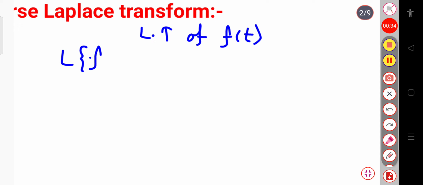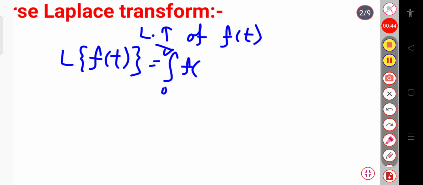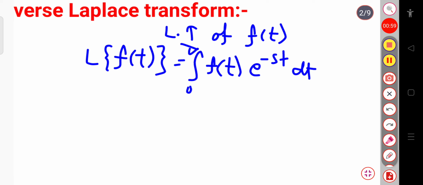This is the Laplace transform of the function f of t, and its value is equal to the integration from 0 to infinity of the original function f of t, which we want to take the Laplace transform of, times exponential minus st dt. So this is the generalized expression for the Laplace transform, and this can be written as F of s. This is generally the representation of the Laplace transform.